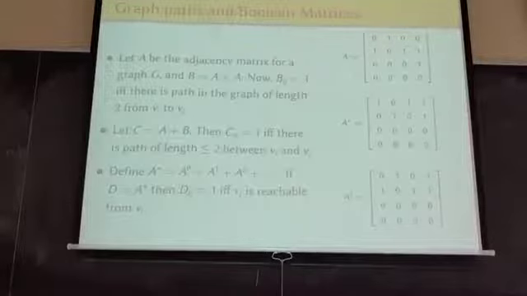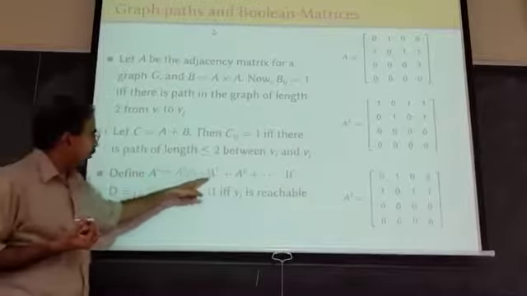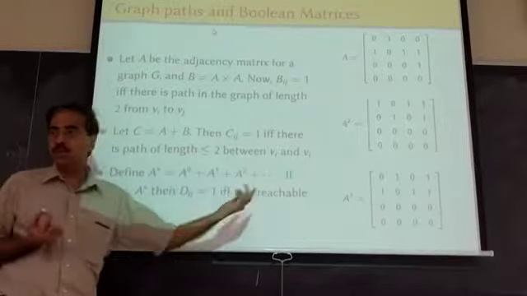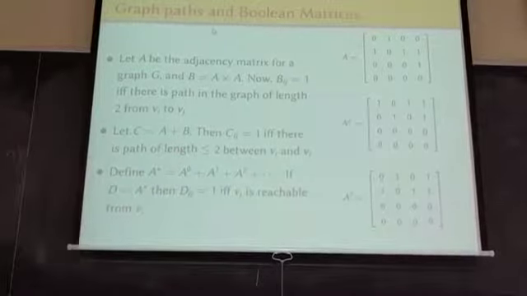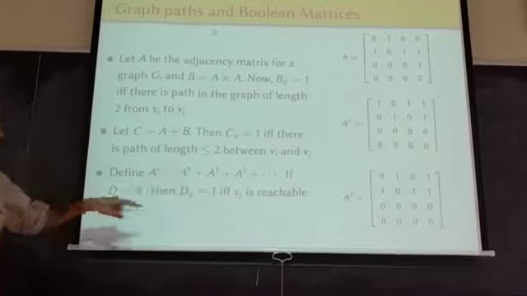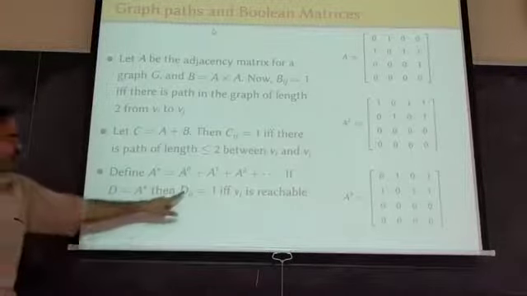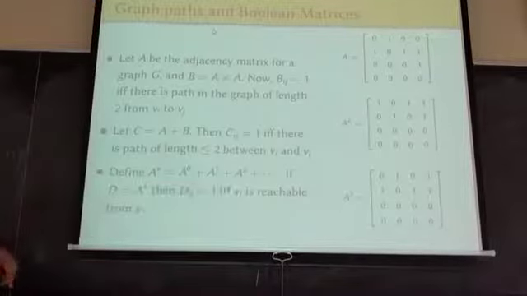So for instance, we said that if you define a closure of a matrix as the sum A to the power 0 plus A to the power 1 plus A to the power 2 and so on, then we said an element in this closure will be 1 if and only if Vj is reachable from Vi. So Dij will be 1 if Vj is reachable from Vi.